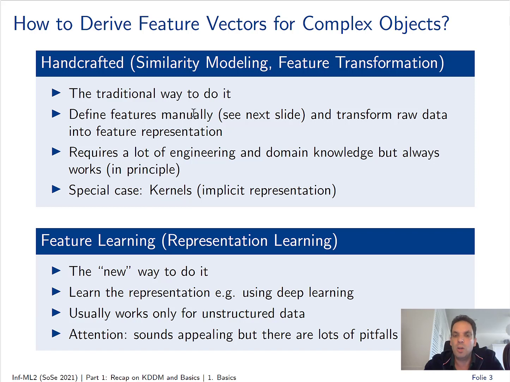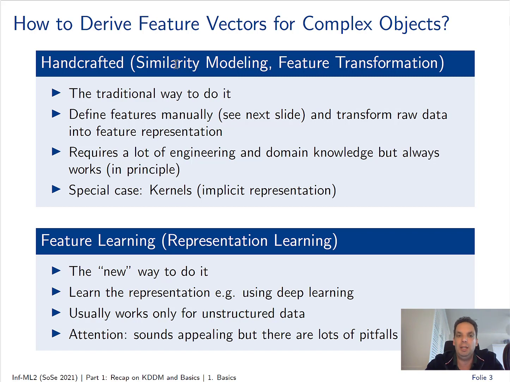Okay, and the question, of course, is how to derive such canonical representations for complex objects, how to derive feature vectors for complex objects. And there are basically two ways to do that. The first, more traditional way to do it is to do it by hand. That gives us handcrafted features.